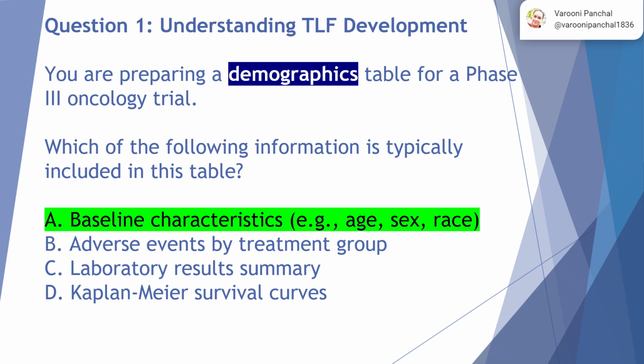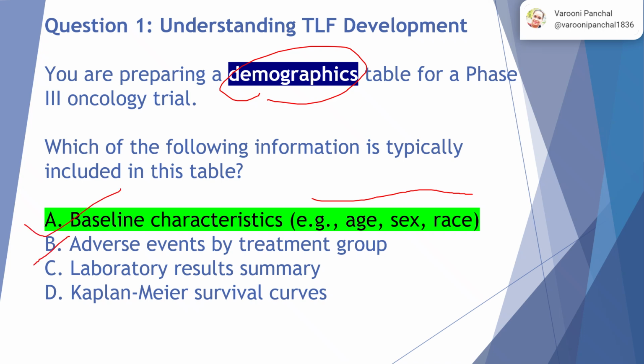Question 1. Understanding table listing figure development. You are preparing a demographics table for a phase 3 oncology trial. Which of the following information is typically included in this table? As you know, in a demographics table, we generally include age, sex and race. So the correct answer is A.